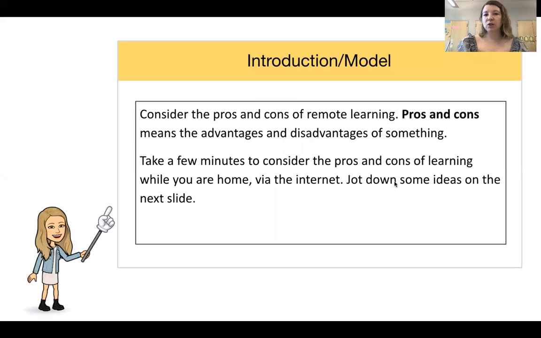So to start, I'm just going to go through some slides from this lesson, and we're going to look for some words where we can use word parts to teach them. So here it says, consider the pros and cons of remote learning. Pros and cons mean the advantages and disadvantages of something. Take a few minutes to consider the pros and cons of learning while you're at home via the internet and jot down some ideas on the next slide.